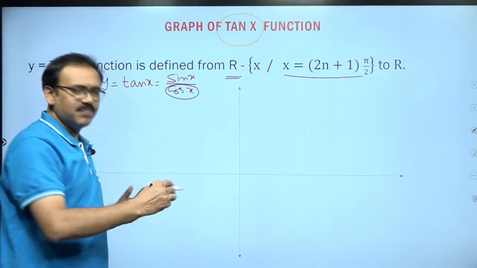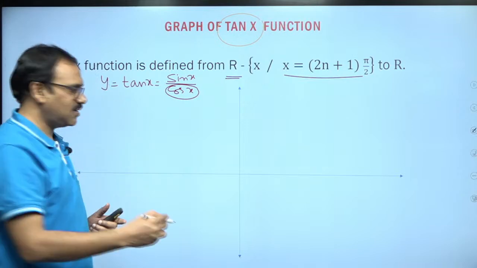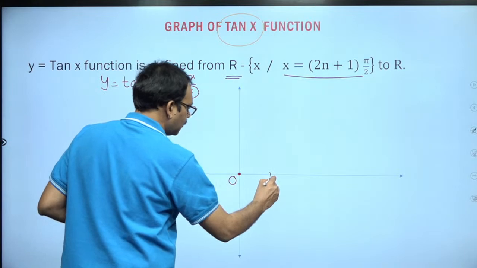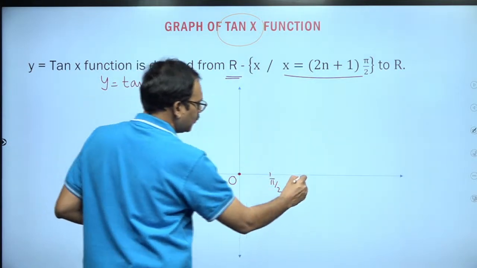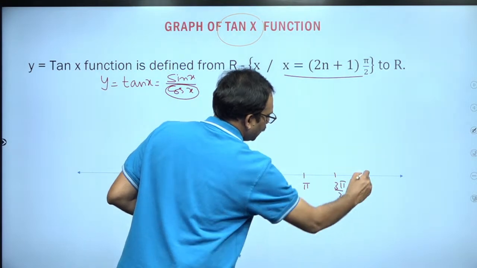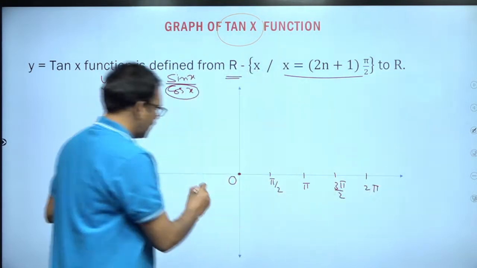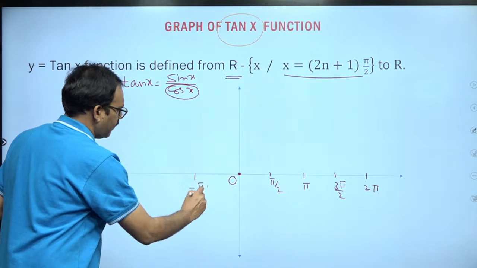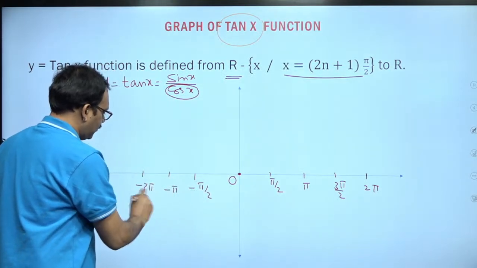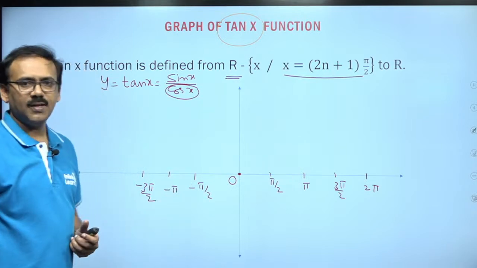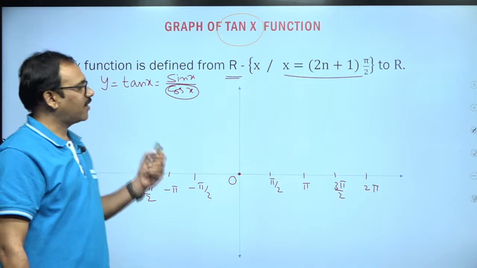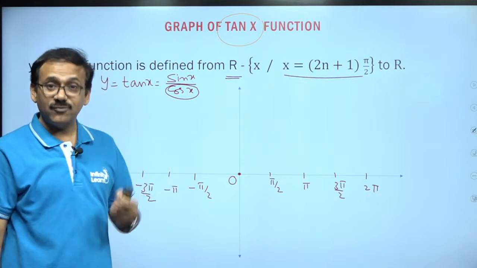So, same x axis, y axis, plot the numbers in radians like 0, pi by 2, pi, 3 pi by 2, 2 pi, the same way here also minus pi by 2, minus pi, minus 3 pi by 2, like this. Now, dear students, let me try to draw the graph by taking certain values for x in first quadrant first.